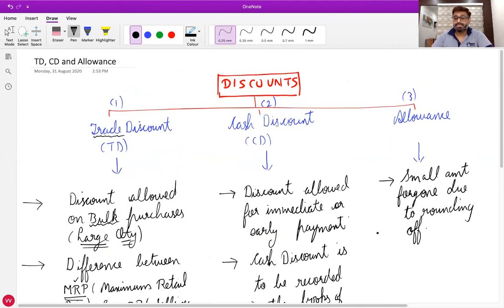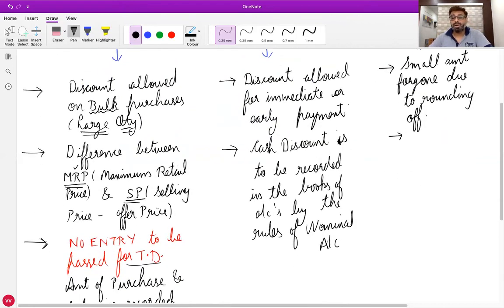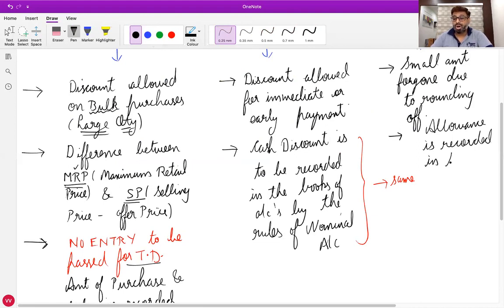Did you understand this? Yes, sir. This is also recorded by the rules of nominal account. Exactly same. Allowance is recorded in the books of accounts by the rules of nominal account.